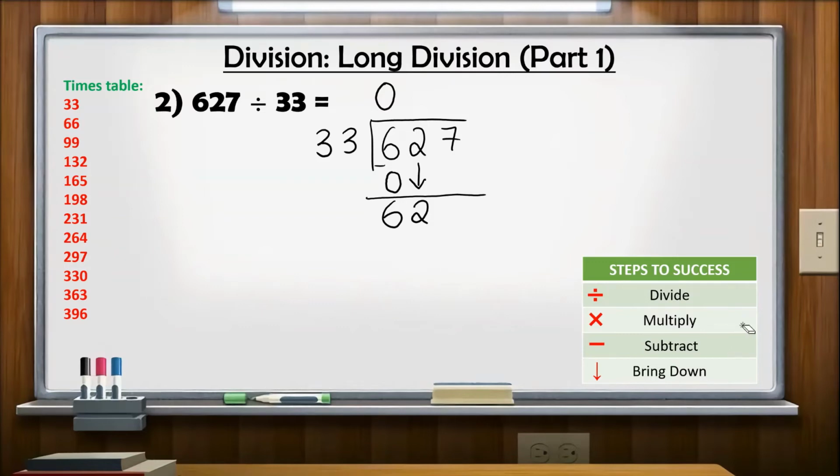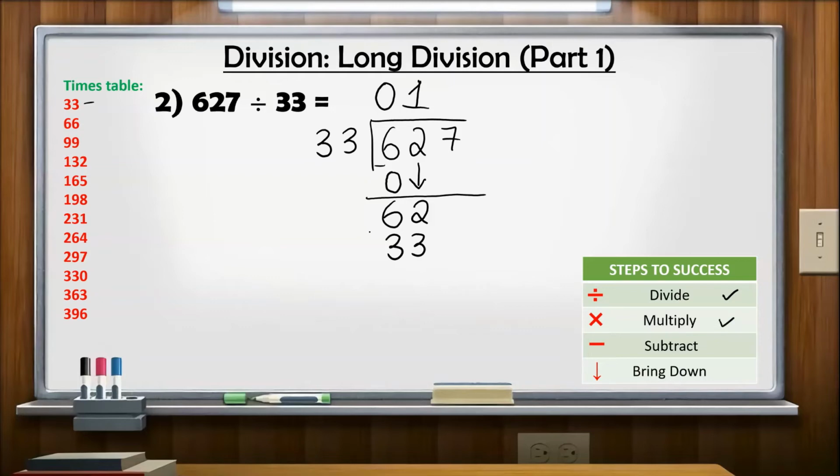So again, I'm going to start off by dividing. How many 33s are there in 62? And looking at my times table, you can see that there's only 1. So I'll place my 1 here like this. The next step is to multiply. So again, I'm going to multiply my divisor, which is 33, with 1. So 33 times 1 is 33. And I'll put that underneath my number like this.